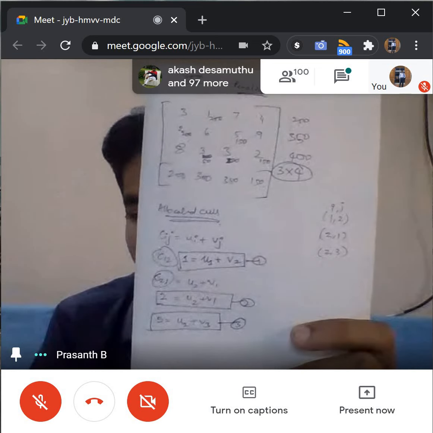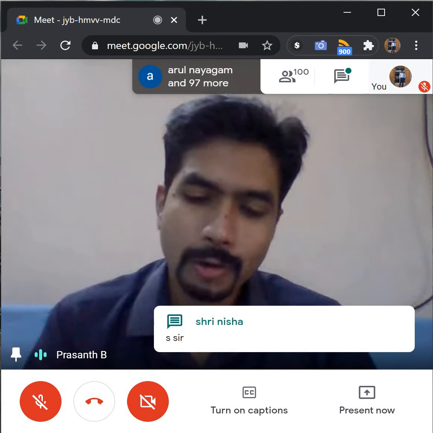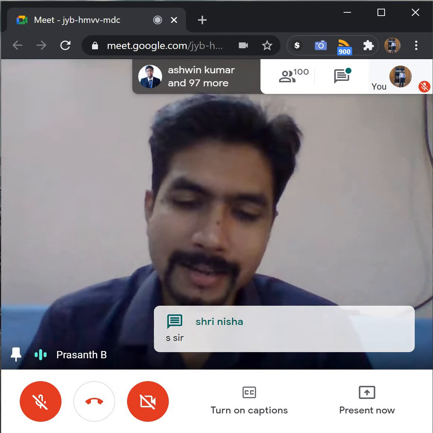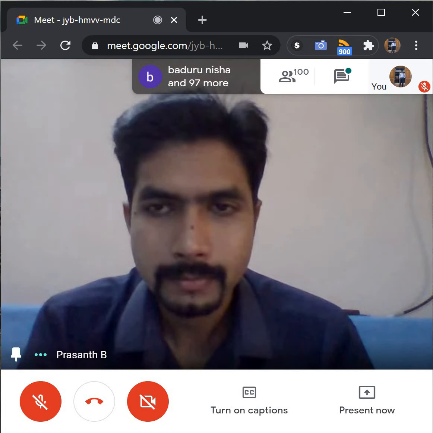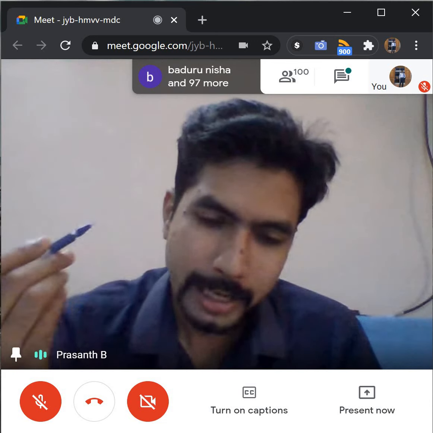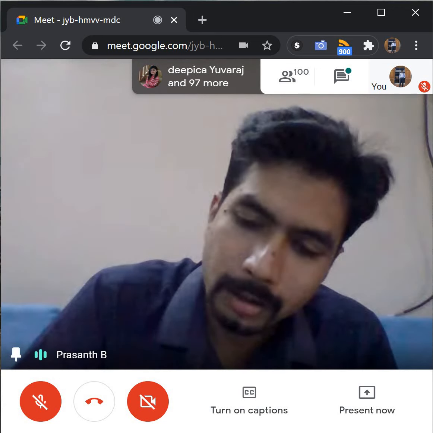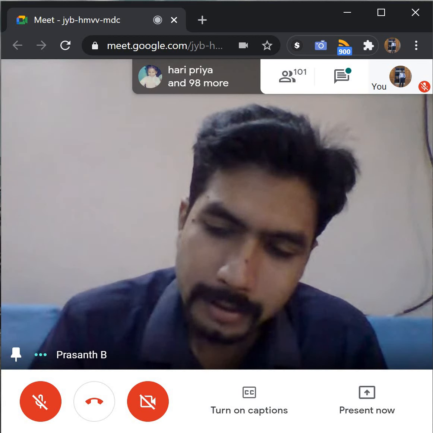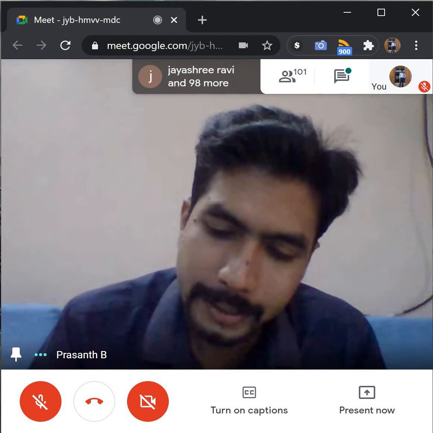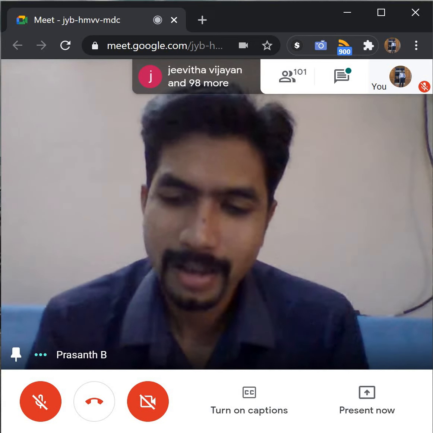Right. Okay, so 5 is equal to U2 plus V3. Done? Go to the next row. There you have third row, second column. What is the payoff there? 3. 3 is equal to U3 plus V2. Correct?